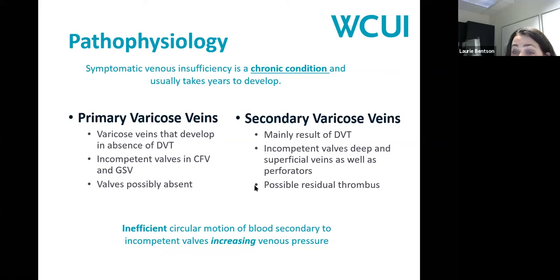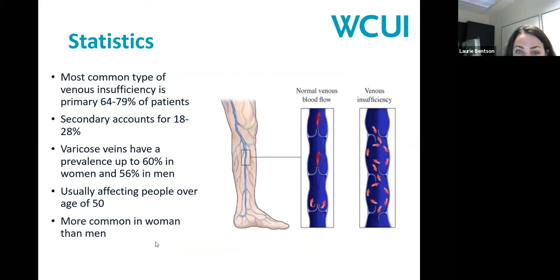There can also be possible residual thrombus along the wall of the superficial system or the deep system that would prevent blood from moving back in its normal pattern towards the heart. This disruption of flow with the incompetent valves just allows blood to flow in a circular type motion between the superficial and the perforators, and the deep and the perforator and the superficial. It's just a very inefficient method to return blood back to the heart. And through this method, it just continues to increase the venous pressure in our lower legs.